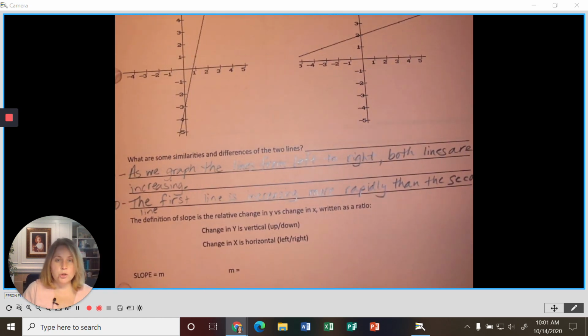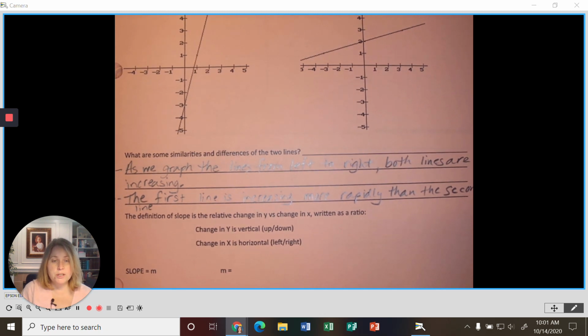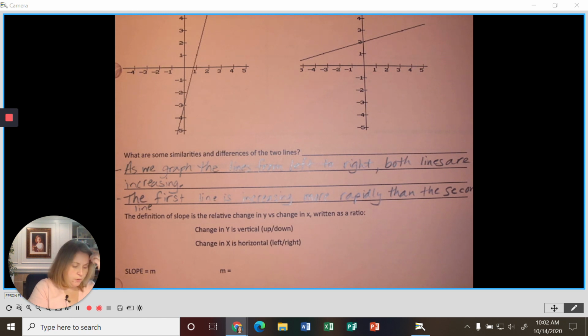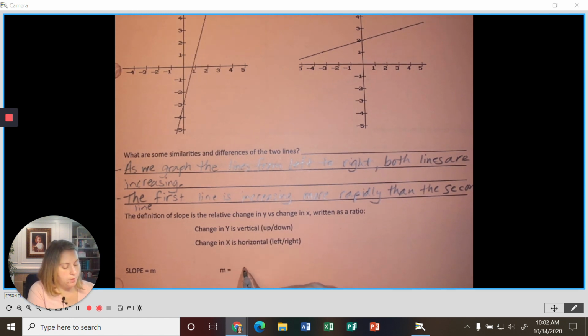And the definition of slope is the relative change in y versus the relative change in x. That's written as a ratio. So remember, a ratio can be written as a fraction. And we will go ahead and write that as change in y over change in x. So delta y over delta x.